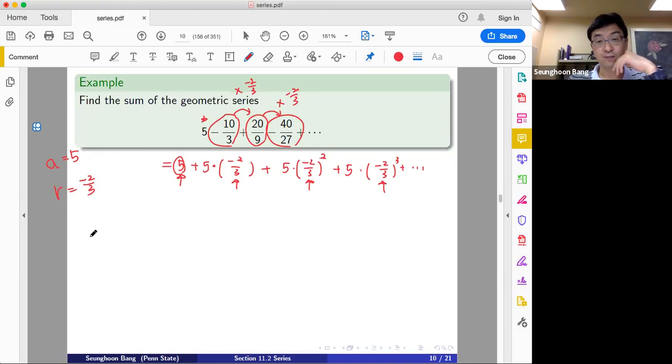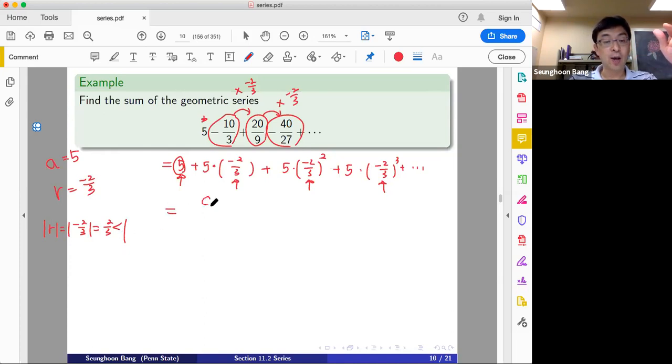I want to check whether the series is convergent or divergent depending on the common ratio. We can take the absolute value. The absolute value of negative 2/3 is only 2/3. 2/3 is less than 1. From the previous result, yes, we have a convergent result.